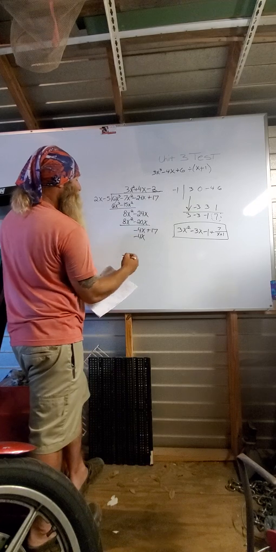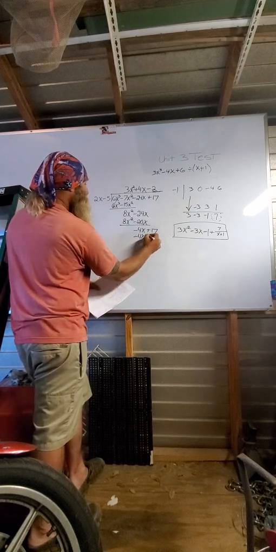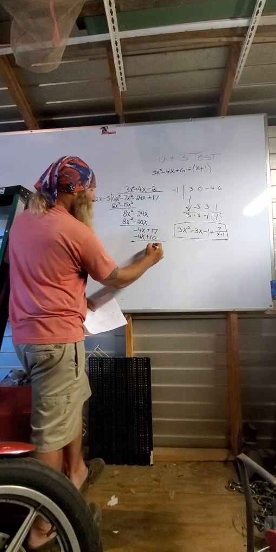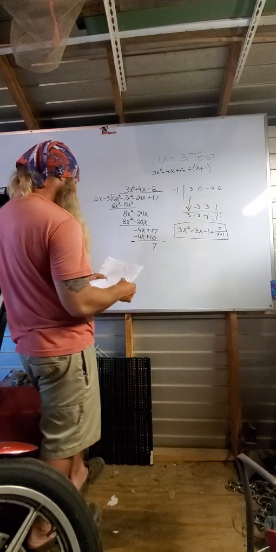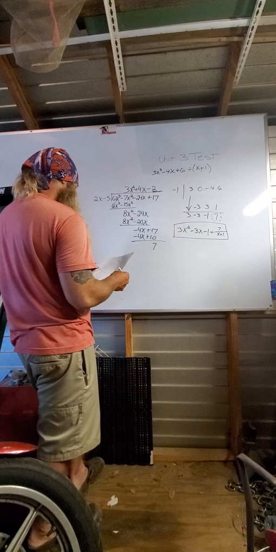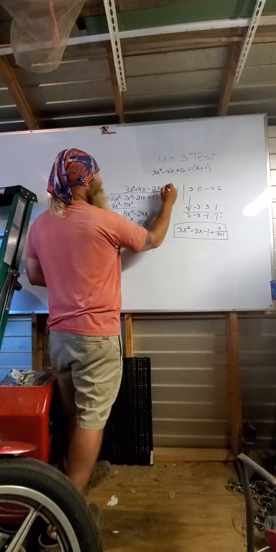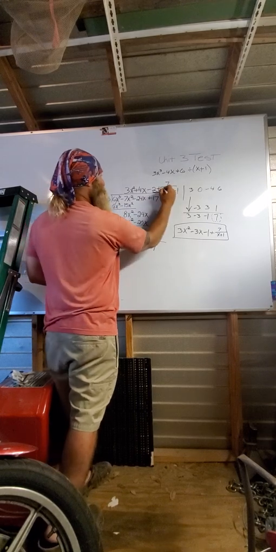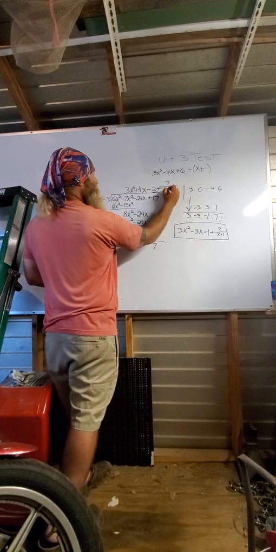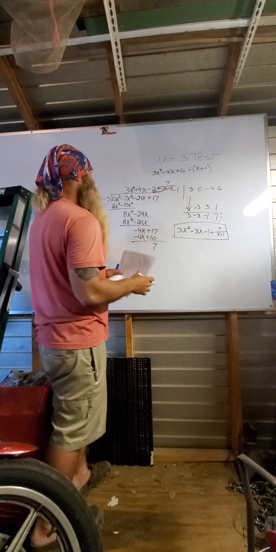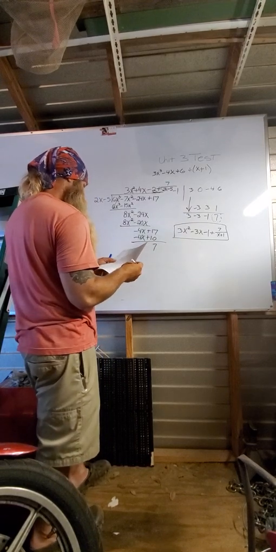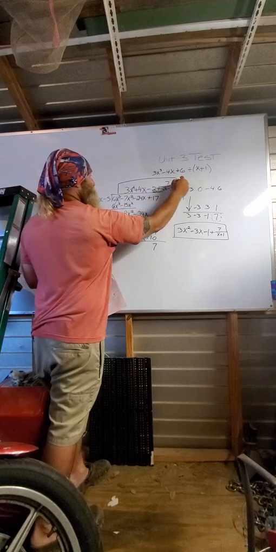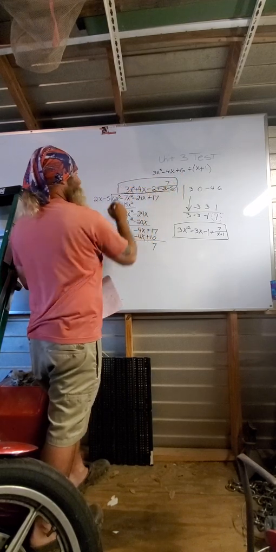Negative 2 times negative 5 is a positive 10, and we work this out to a remainder of 7. So we're going to have to add 7 over the quotient 2x minus 5. And that's my answer.